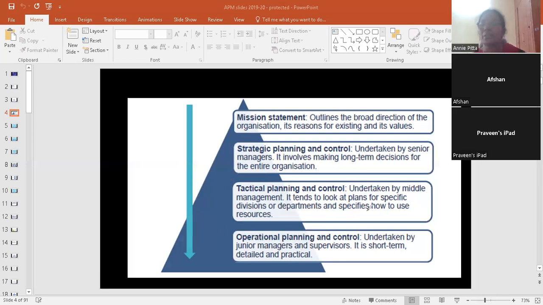Undertaken by the middle management, it tends to look at plans for specific divisions, departments, etc., and how they would be allocating the resources so that the purpose can be achieved. Operational level people are the ones who actually implement the plans prepared by the top management and the middle management. So implementation is carried out by the operational level.